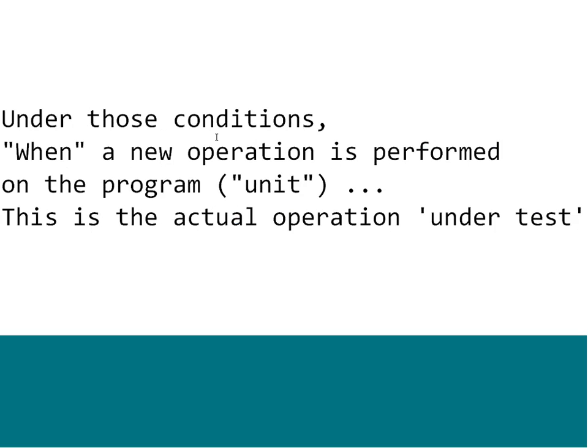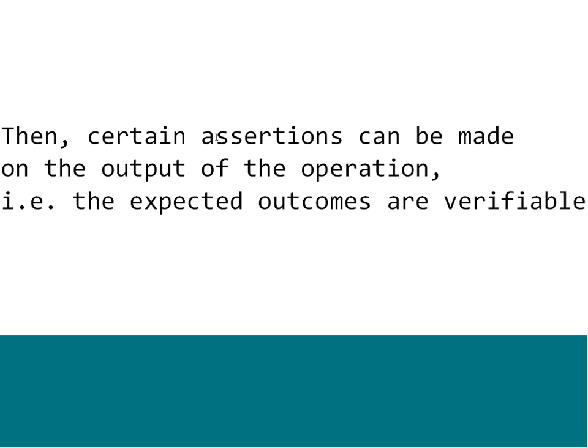So under that global context, when a new operation is performed on the program or the unit, and by unit we mean the actual operation that is under test, then we can make certain assumptions about the output of the operation, right? It's as simple as that. The expected outcomes are verifiable. We can test them. We can make sure that whether it's a list that has been outputted, or a string, or a number, it essentially has to have some expected value because your program acted on it and changed it in a certain manner.